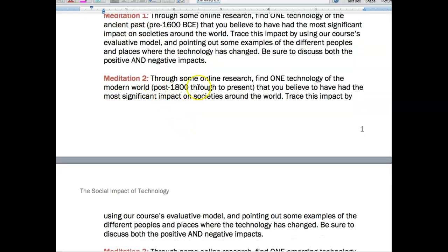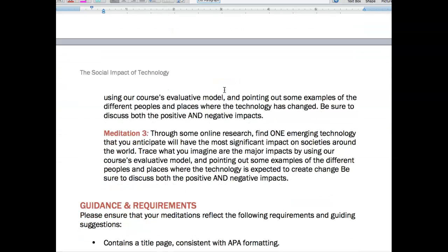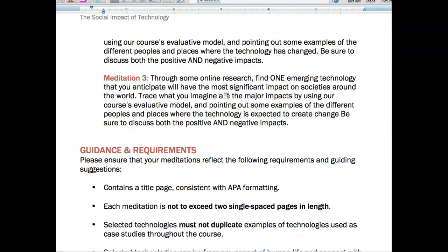You have some modern history from 1800 through to the present. And then in meditation number 3, you are going to be looking at one emerging technology that you anticipate will have a significant impact around the world. And you're going to be tracing what you imagine are the major impacts.